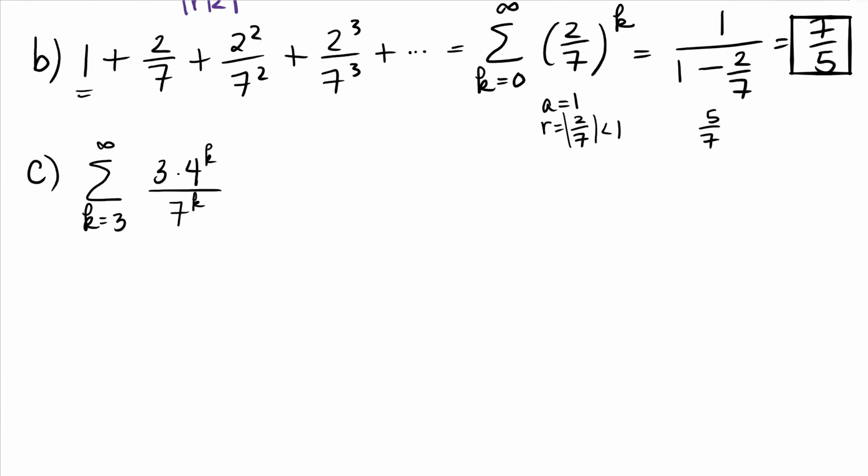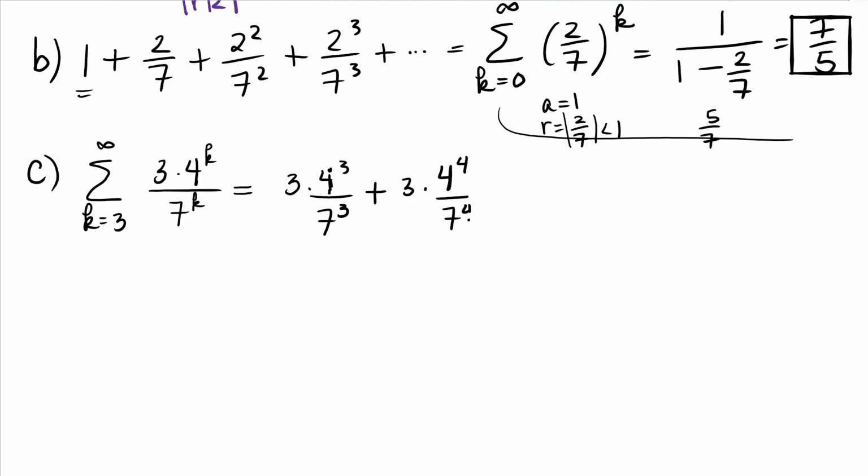So I'm going to do that for this one. What is my first term going to be? I'm starting at k equals 3. So I'm going to have 3 times 4 cubed all over 7 cubed. Then I would have plus 3 times 4 to the 4th over 7 to the 4th, plus, of course, 3 times 4 to the 5th over 7 to the 5th, and so on and so forth. So if I compare that to a plus a r plus a r squared plus dot dot dot.